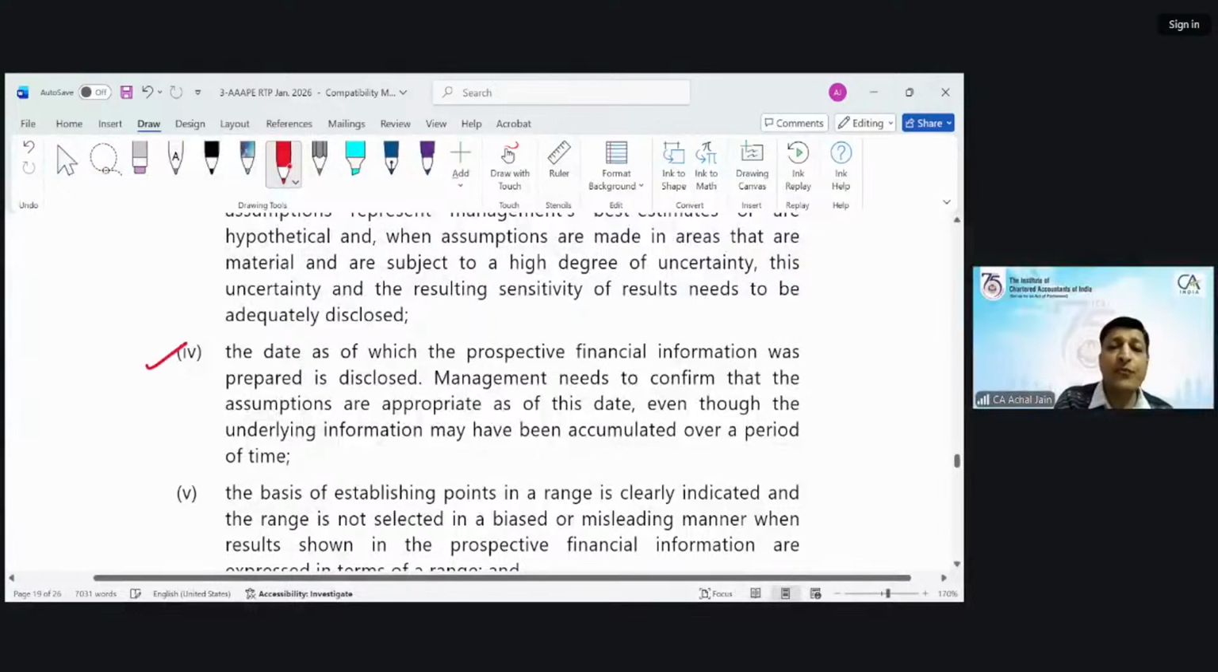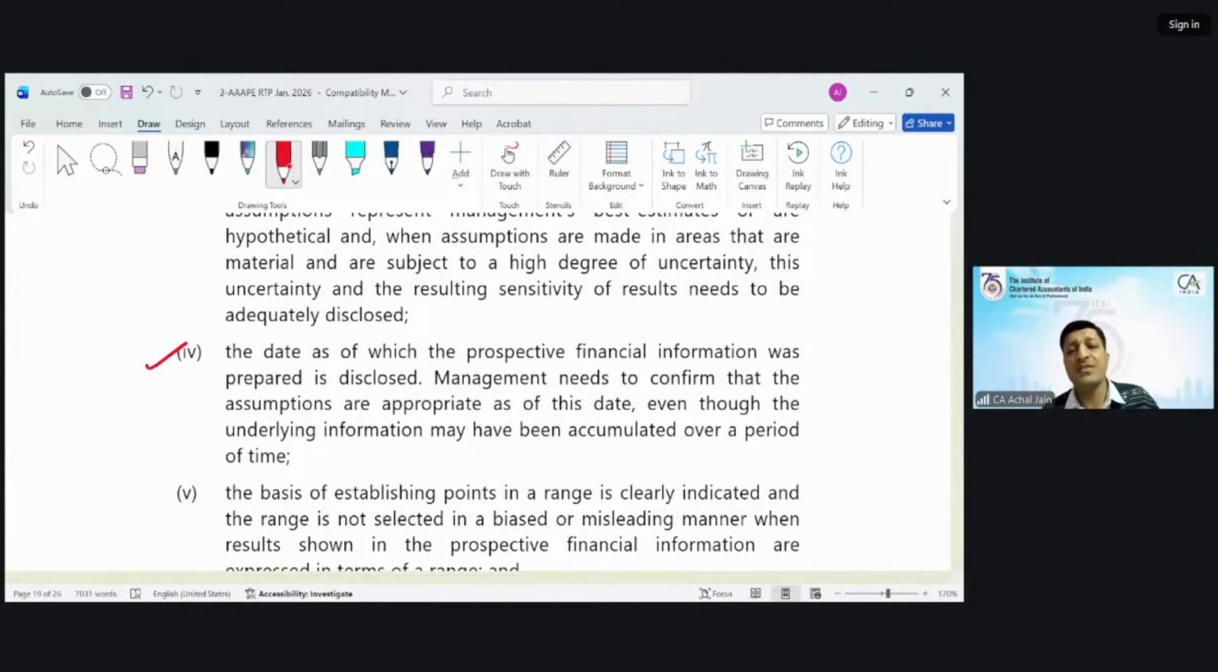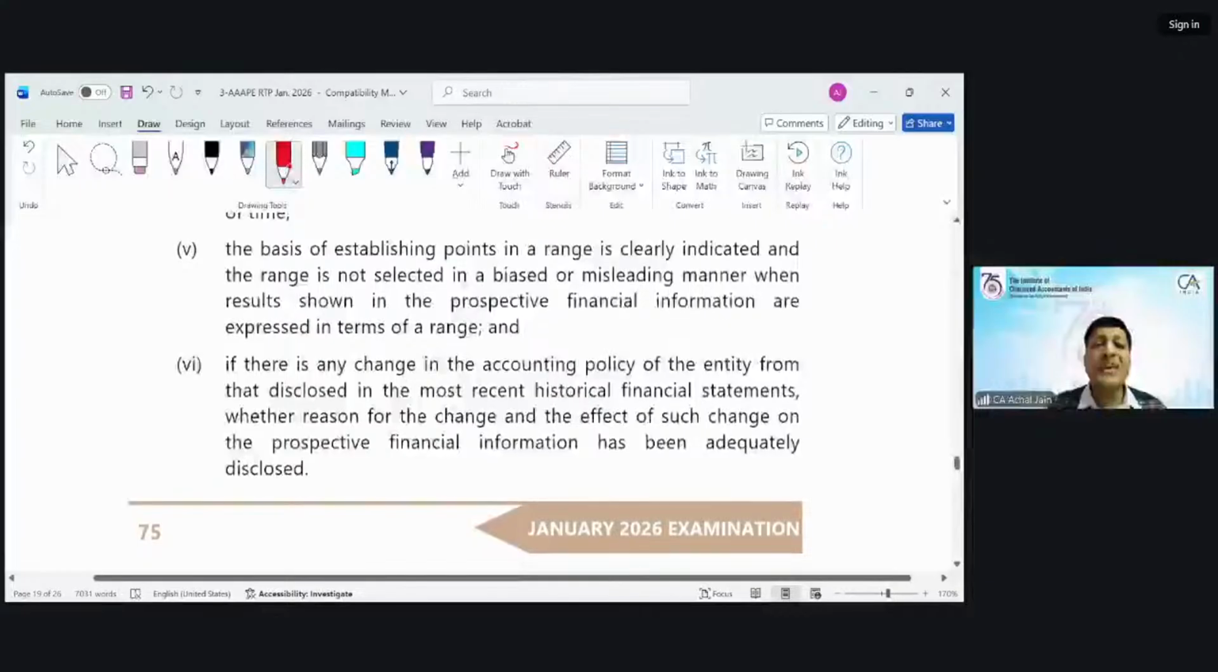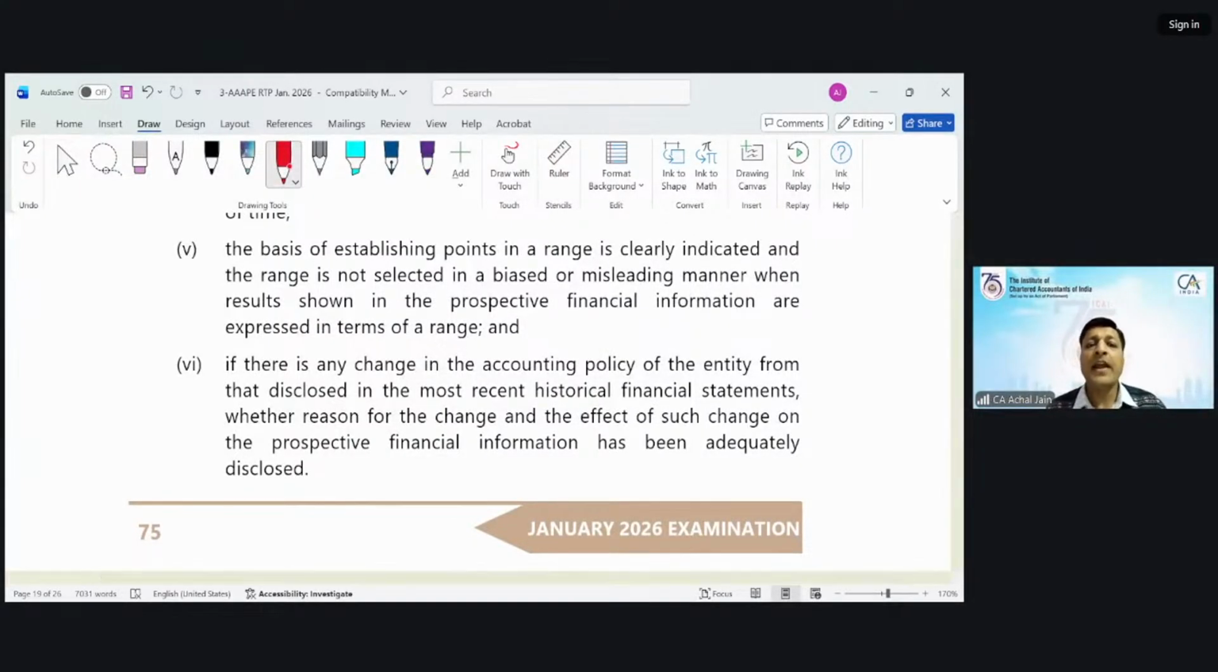Date as of which the prospective financial information was prepared. Now, again, this is important. Management needs to confirm that the assumptions are appropriate as of this date, even though the underlying assumption information may have been accumulated over a period of time. The basis of establishing points in a range must be clearly indicated, and the range must not be selected in a biased or misleading manner when the results shown in the prospective financial information are expressed in terms of a range.